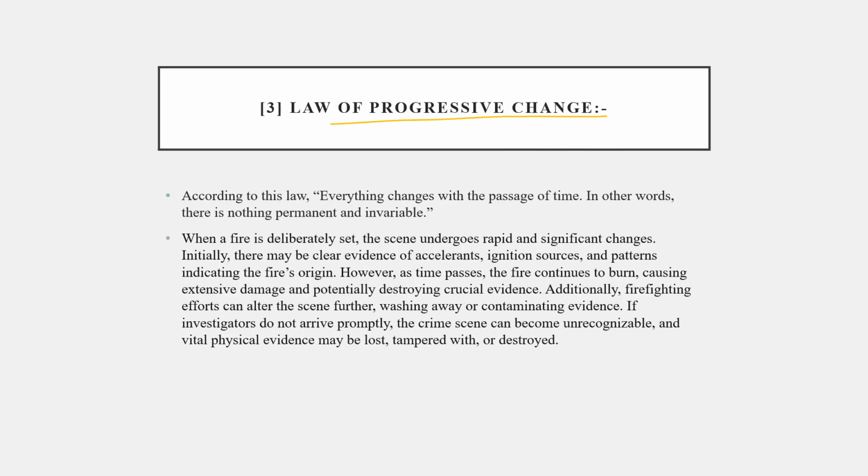Next, we have the law of progressive change. According to this law, everything changes with the passage of time. In other words, nothing is permanent and invariable. For example, there is also a rapid change occurring in the crime scene. After some time, the crime scene becomes totally unrecognizable, and also there is a chance of physical evidence being lost, tampered with, or destroyed.